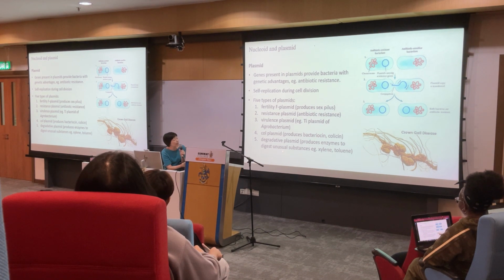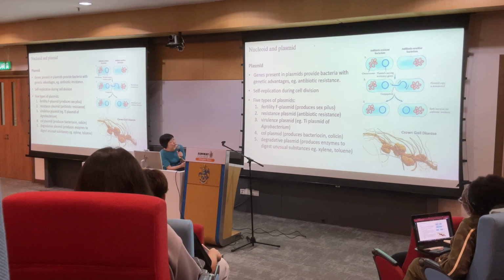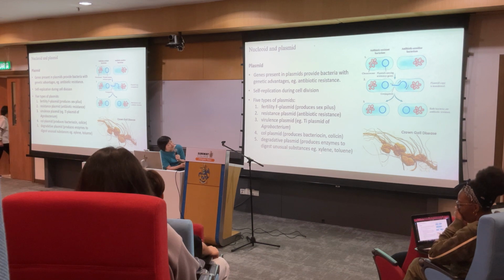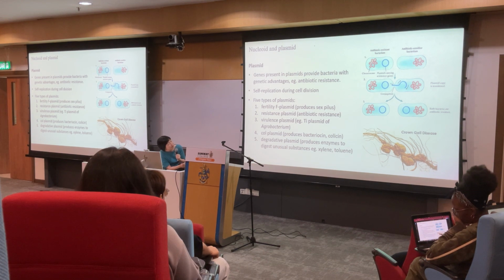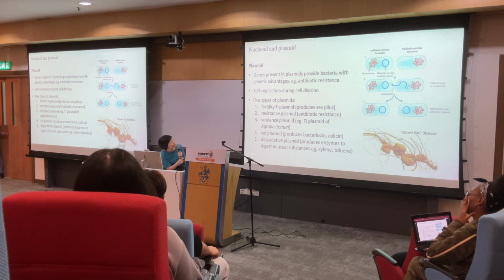And you have the plasmid that can produce enzymes to digest things like xylene, which is very difficult to be digested by normal cells. So they have specifically produced something that can survive in certain tough environments. So all this is the five types of the plasmid.